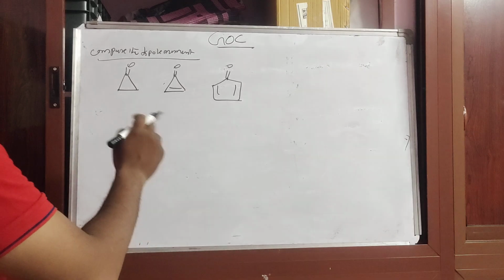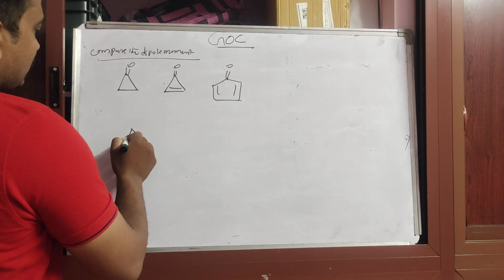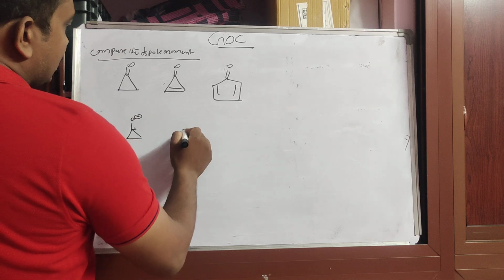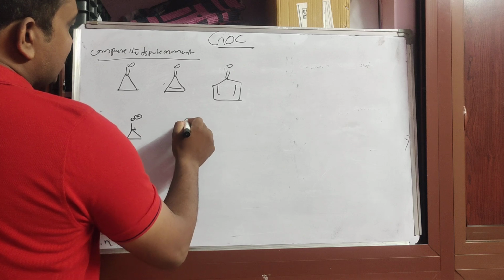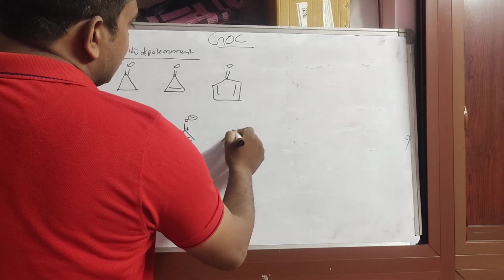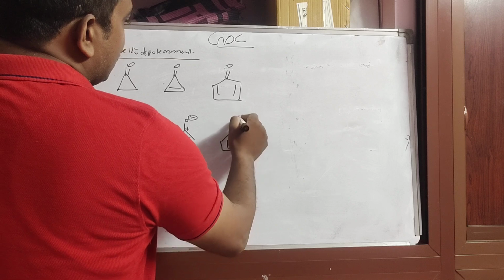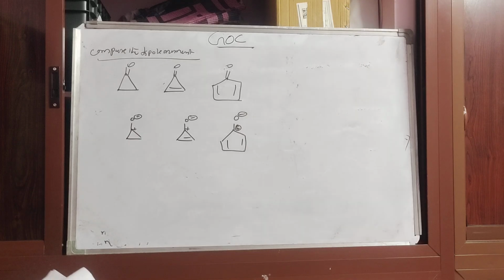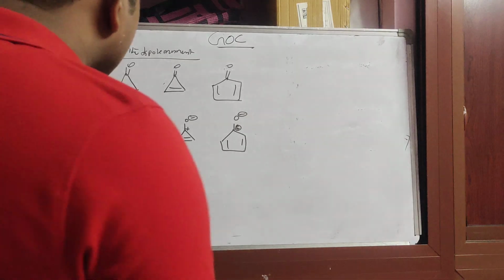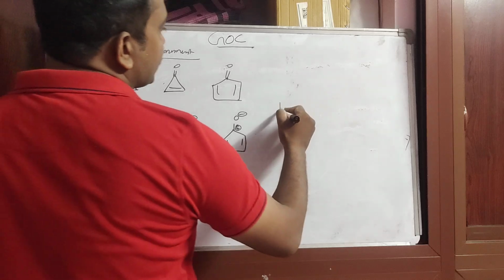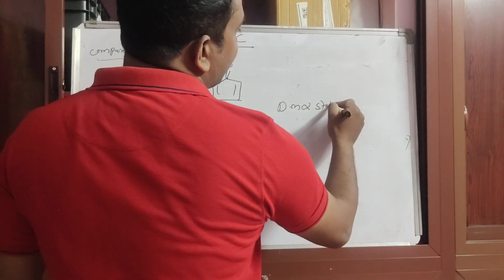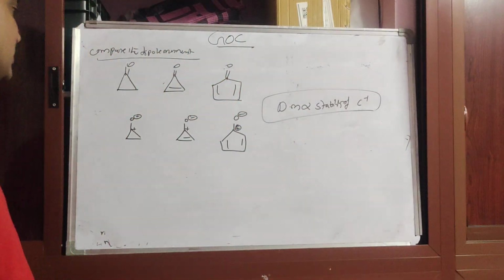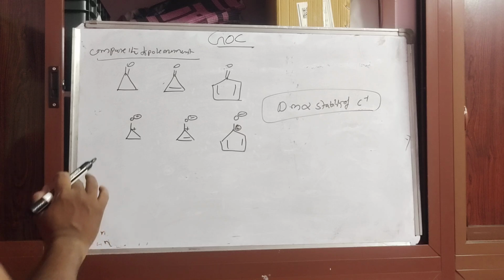What is the dipole moment? How to get it? If you take this one, here is a positive charge, O minus is negative charge. Here also positive charge, and here also positive charge with O minus. To compare the dipole moment of the molecule, dipole moment is directly proportional to the stability of the carbocation. Which is more stable, then its dipole moment is the most.